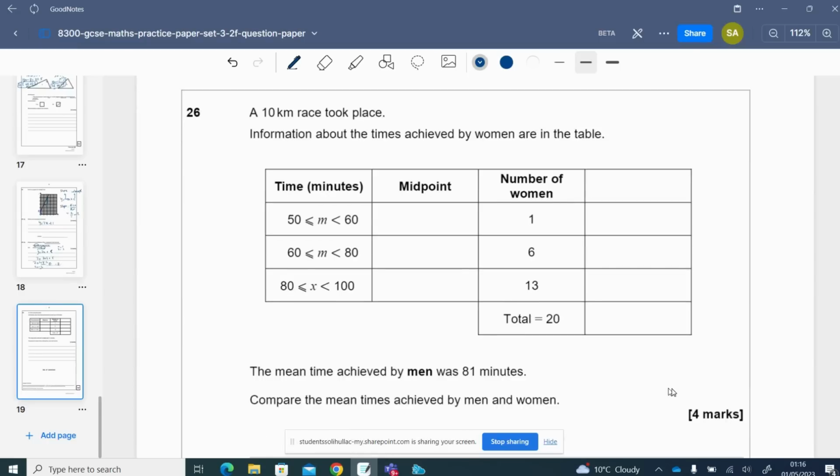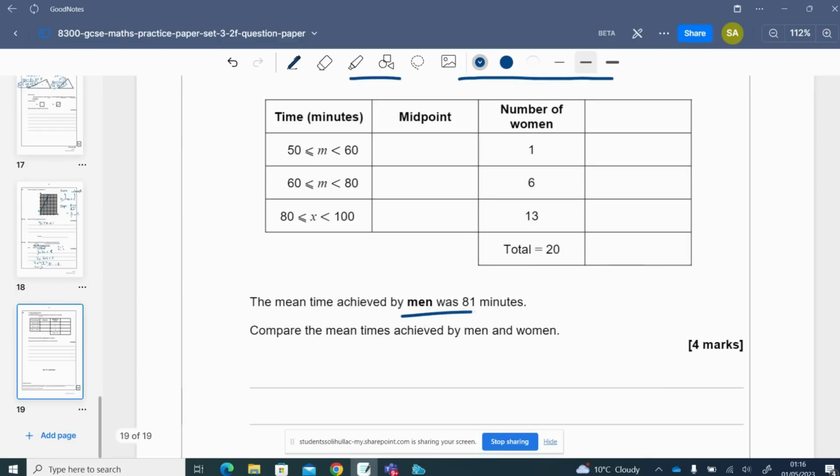Question number 26. A 10-kilometer race took place. Information about the times achieved by women are in the table. The mean time achieved by men was 81 minutes. Compare the mean time achieved by men and women. So for comparing the mean time, we need to first work out the mean time for women as well.